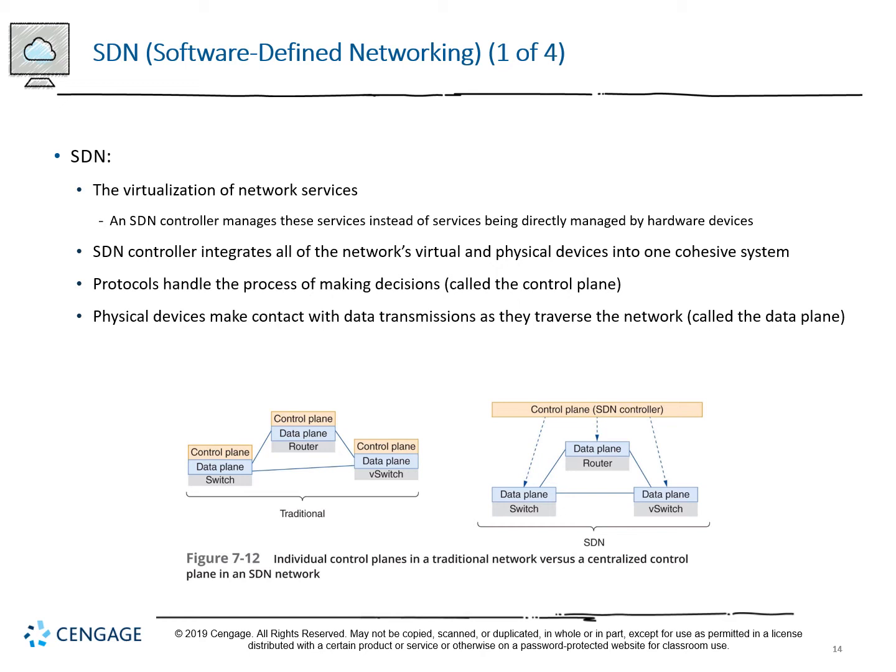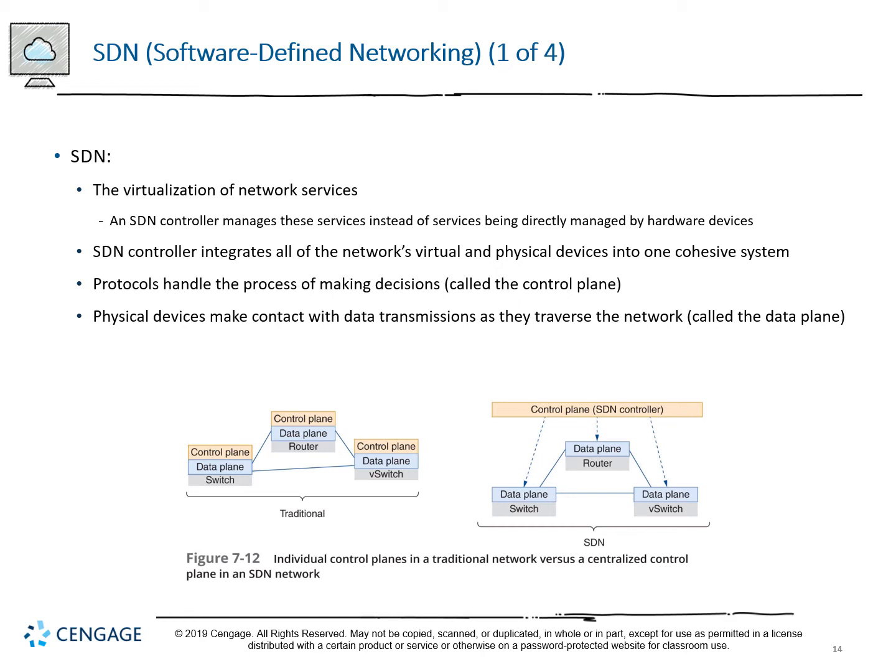We have protocols that handle the process of making decisions. This is called the control plane. You can see it rendered in that kind of yellowish tan color in the graphic below. Physical devices will then make contact with data transmissions as they move across the data plane, rendered in blue, and then the actual devices we see rendered in gray. So we have what are called abstraction layers, passing data in between them.